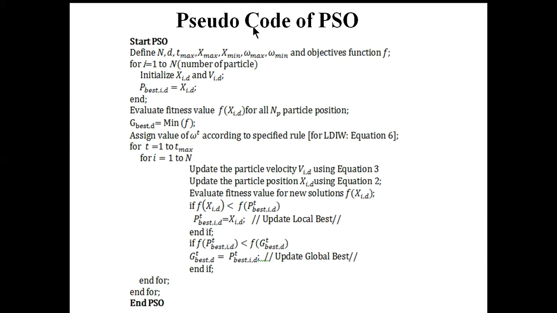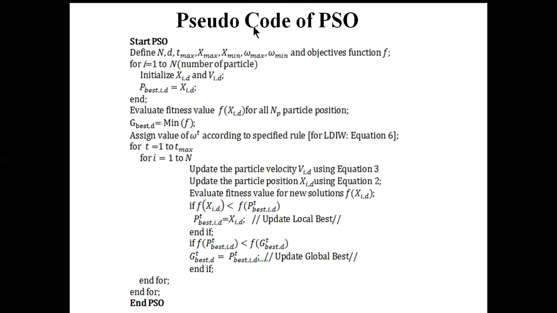It has also been observed that for most problems, PSO performs better if W max is selected as 0.9 and W min is selected as 0.4. All these values are reported in the literature survey. So from the literature survey, from the experiments of earlier researchers, it has been observed the value of C1 and C2 should be 2, the value of W max should be 0.9 and the value of W min should be 0.4, if we consider the LDIW strategy.